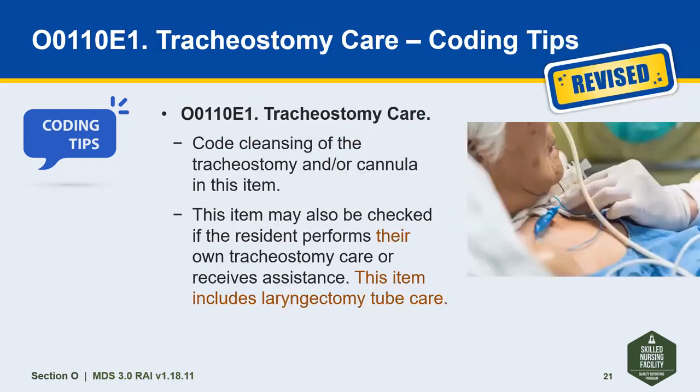And this slide depicts a revised coding tip for O0110 E1 tracheostomy care. You can see the changes in orange, and this now reads, code cleansing of the tracheostomy and/or cannula in this item. This item may also be checked if the resident performs their own tracheostomy care or receives assistance. This item includes laryngectomy tube care.